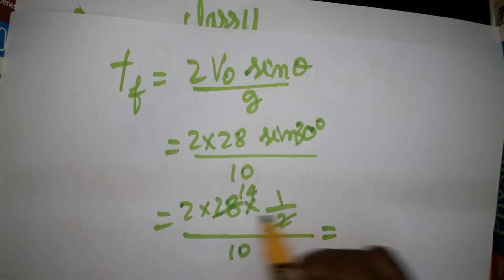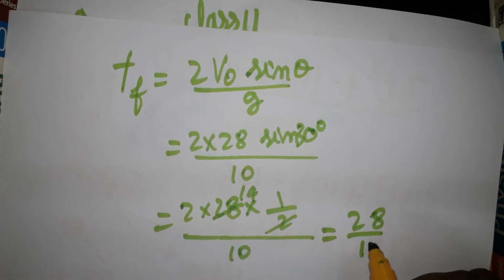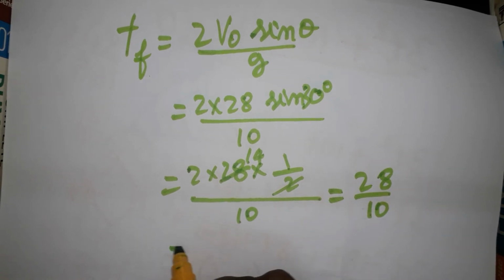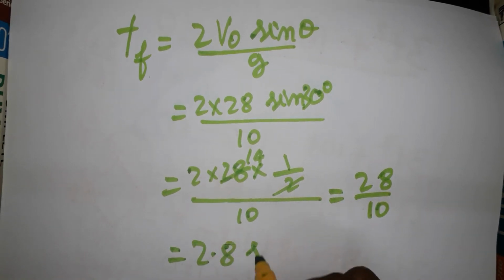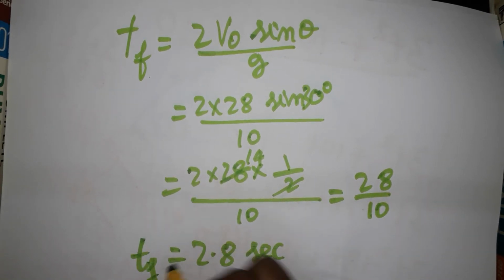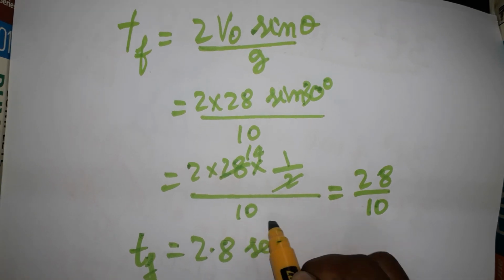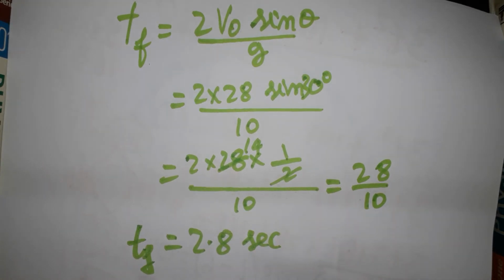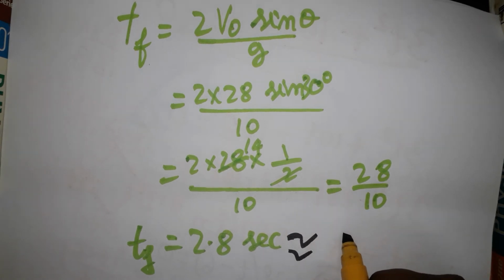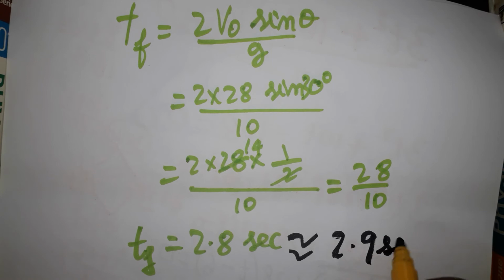So 2 into 28 divided by 10, approximately we get 2.8 second. Actually it is 2.9 when you take 9.8. So there will be 0.1 second as an error. Definitely you should take 9.8 here. When you take 9.8, the answer is going to be 2.9 second.